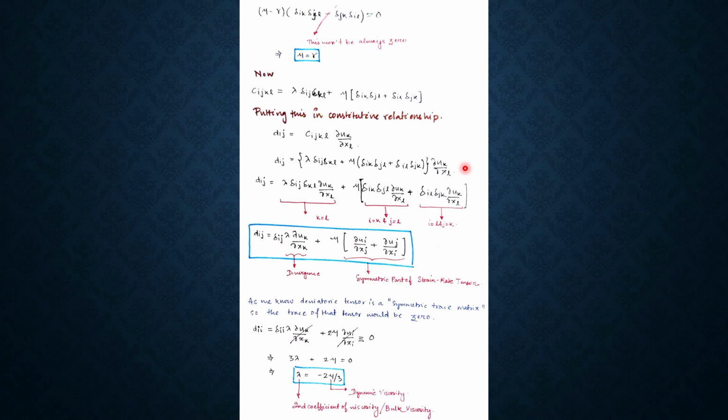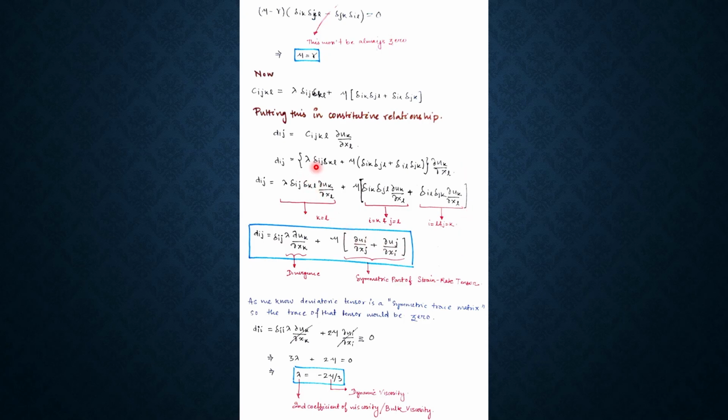Now we expand this term by term and get three different terms. D_ij equals lambda delta_ij delta_kl ∂u_k/∂x_l, plus mu delta_ik delta_jl ∂u_k/∂x_l, plus delta_il delta_jk ∂u_k/∂x_l. Now we apply the property of the Kronecker delta.